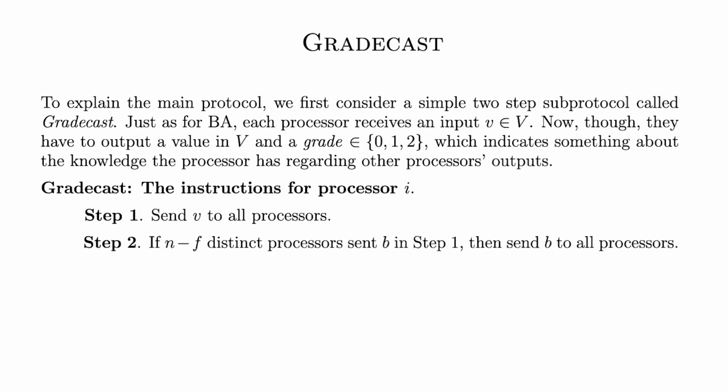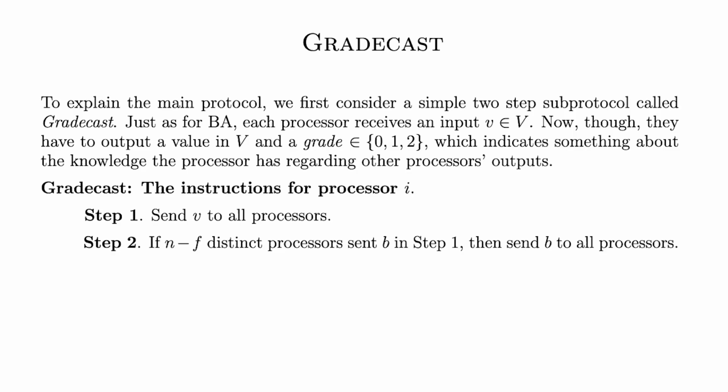Step 2. If n minus f distinct processes send v to i, this should say to i here in step 1, then i will send v to all processes. So first step, you just send your value out. Next step, you're waiting to see if there's some value that lots of people sent me. In fact, if it's n minus f, then I'll send out that value in the next step.